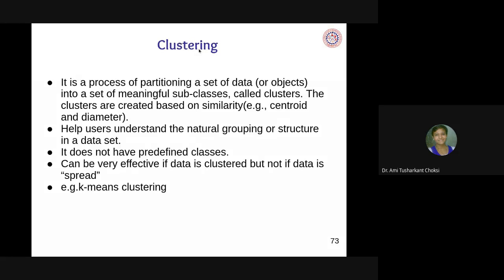Now, the next one is clustering. What is it? It is a process of partitioning the data into a set of meaningful subclasses called clusters. The clusters are created based on similarity, for example, centroid and diameter. It helps users understand the natural grouping or structure in a data set. It does not have predefined classes. It can be very effective if the data is clustered, but not if the data is spread.